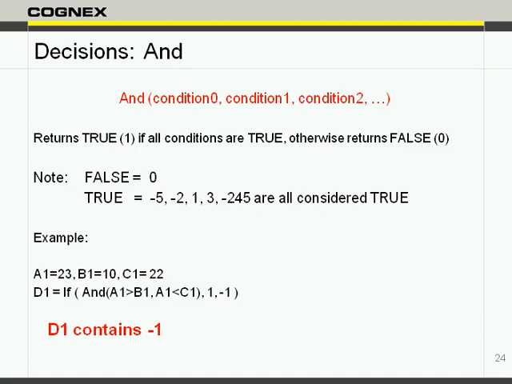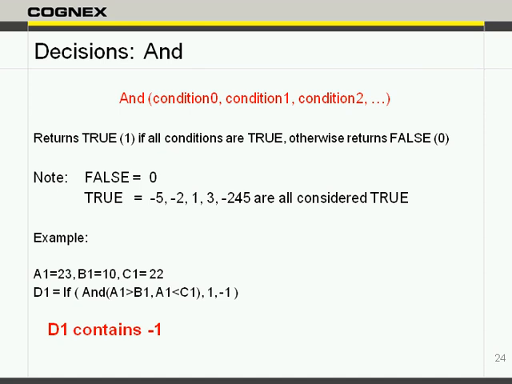The next function is an AND statement. Again, along the top there is the syntax for an AND statement, and then in parentheses, condition 0, comma, condition 1, comma, condition 2, and so forth. So an AND statement means every one of those conditions must be true for the statement to be true. Any one of the conditions that is not true, then the result is false. And again, keep in mind that only 0 is false. Anything else, any other number, is true.